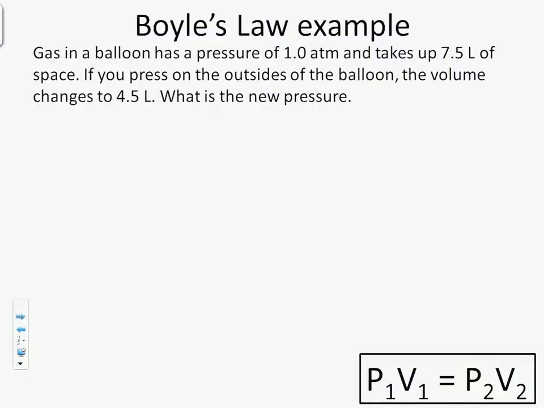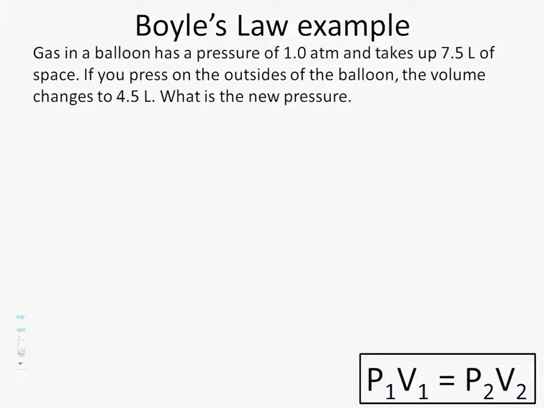So let's look at an example. Let's do an example problem. Gas in a balloon has a pressure of 1 atmosphere and takes up 7.5 liters of space. If you press on the outsides of the balloon, the volume changes to 4.5 liters. What is the new pressure?